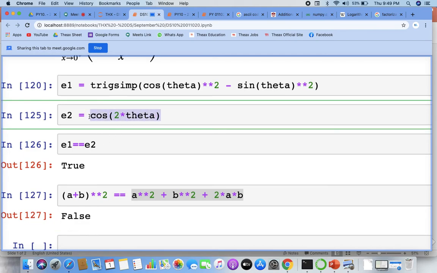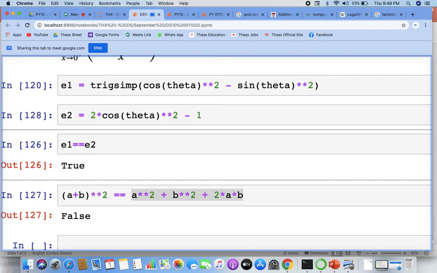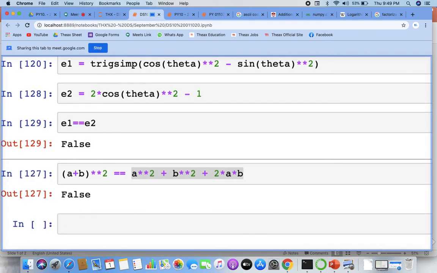Otherwise, if it had been 2 multiplied by cos theta square, right, previous one, cos theta square minus 1, then this is false. Still we have both equations equal, right? Because both values are same, we just have to shorten that. So these two values are also same. But we are getting false. Why? Because expressions are different. So when you are comparing expressions, you will have to write something different. How?